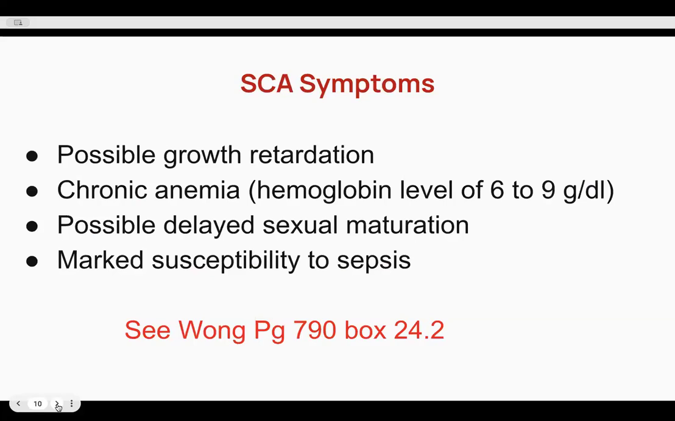What are the symptoms? Possible growth retardation. In children, they may look smaller, and they may not be growing like a normal child would. Chronic anemia, usually a hemoglobin level of 6 to 9. They might have possible delayed sexual maturation. Like, if they're female, they're not going to menstruate as early, and they might not be getting pubic hair and things like that earlier on in life. It's going to be delayed. And they're going to have increased susceptibility to sepsis.